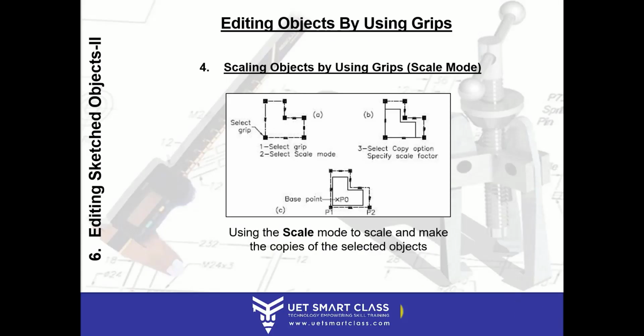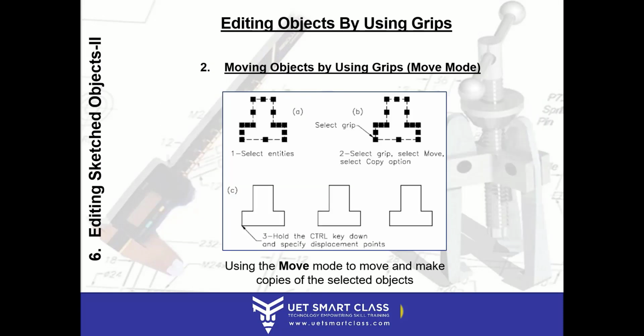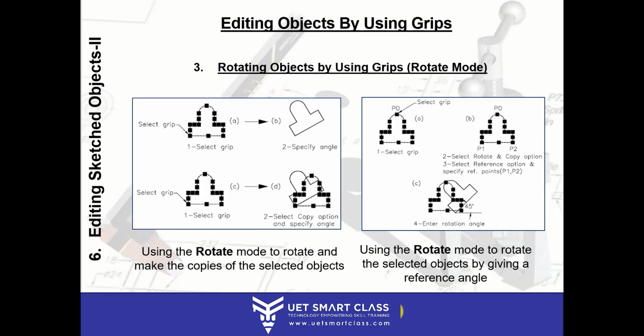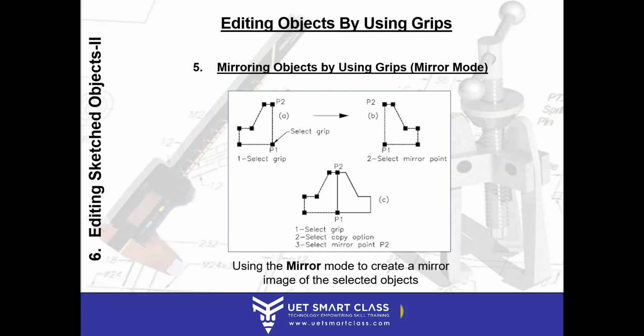Okay, so I hope you all are clear. Stretch mode is the default mode. Move will just move the object around and create copies as well. And rotate, you can rotate by specifying an angle, or you can create a copy at that particular angle, and even through the reference option you can give the reference points and rotate it accordingly. You can scale it and you can also mirror it. So that's all in editing.